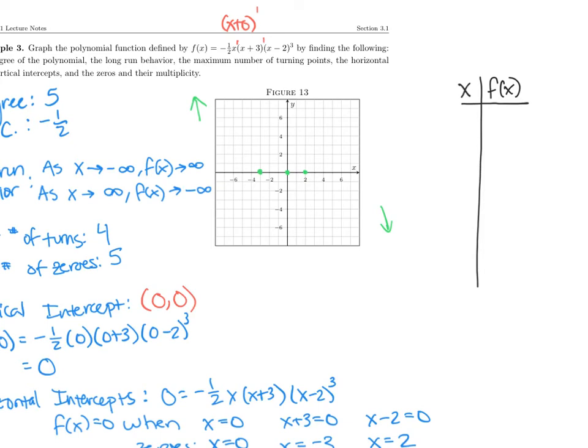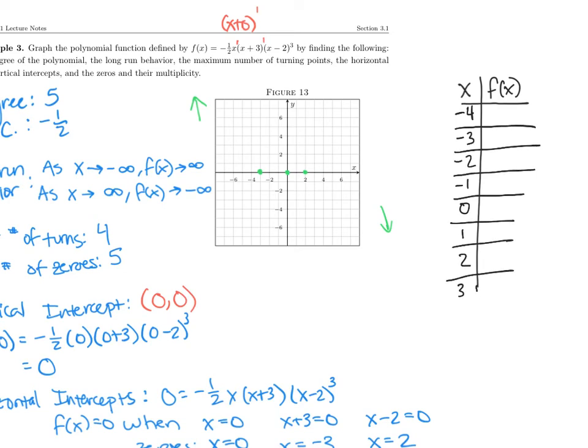And I know that when we make a table, we want to start 1 left of the most left intercept and go through all of our whole numbers until we get to 1 to the right of our most right intercept. So that means we're going to start at negative 4, negative 3, negative 2, negative 1, 0, 1, 2, 3. Oh, that was almost the perfect length.